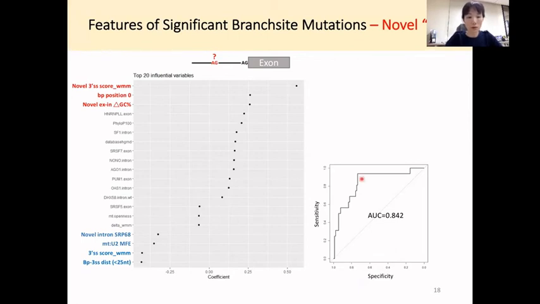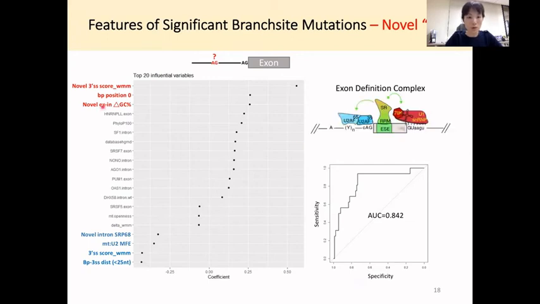And one thing that I probably don't have time to go through today is that we found the selected feature fits very well with the exon definition hypothesis. This hypothesis is saying that because human introns are very long, our spliceosome actually first defines the exon boundary first. We found a lot of exonic features of this potential exon region. If this region looks very much like an exon, it's very likely this novel AG will be used.